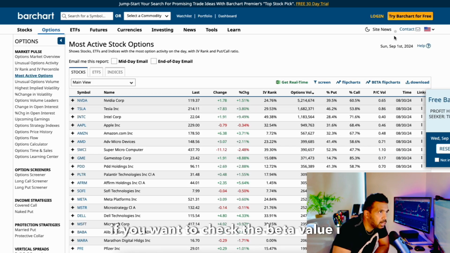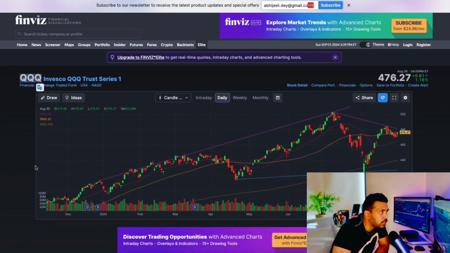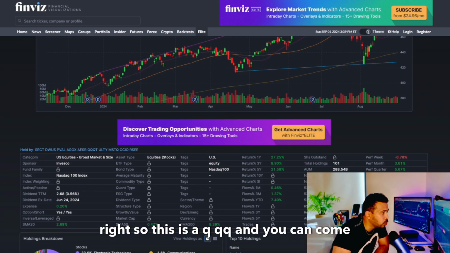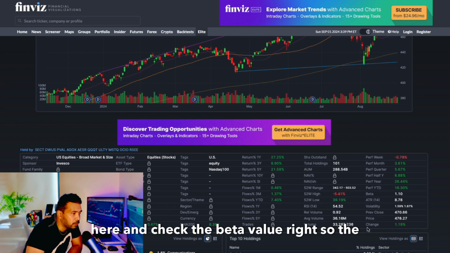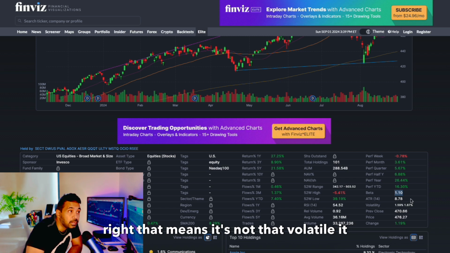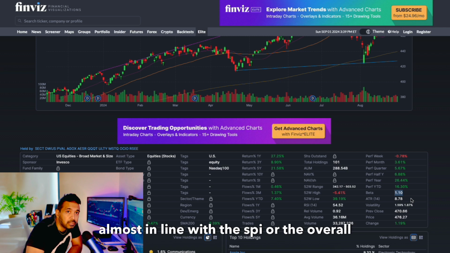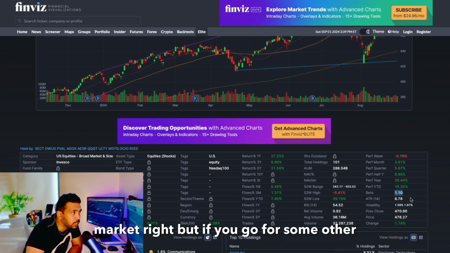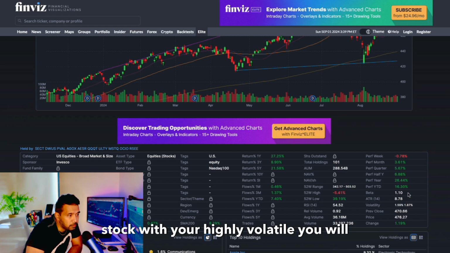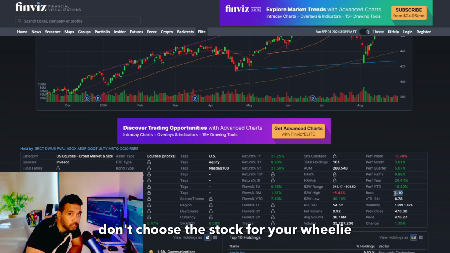If you want to check the beta value, I suggest you use something like Finviz. So this is QQQ, and you can come here and check the beta value. The beta value for this is 1.1. That means it's not that volatile, it moves almost in line with the SPY or the overall market. But if you go for some other stocks which are highly volatile, you will find that this beta value is pretty high. So don't choose those stocks for your wheel strategy.